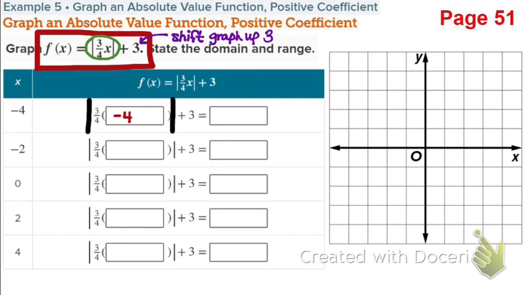I want to do 3 over 4 using that fraction button. If anybody doesn't remember where the fraction button is, please raise your hand. I'm happy to come and show you. Yes? He said 0. Because I end up with what value from doing this? What is 3/4 times negative 4?